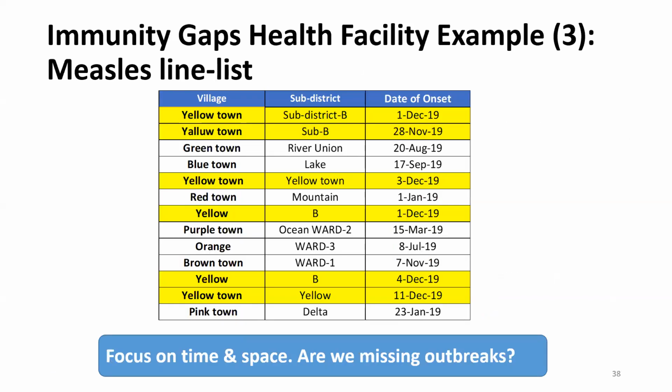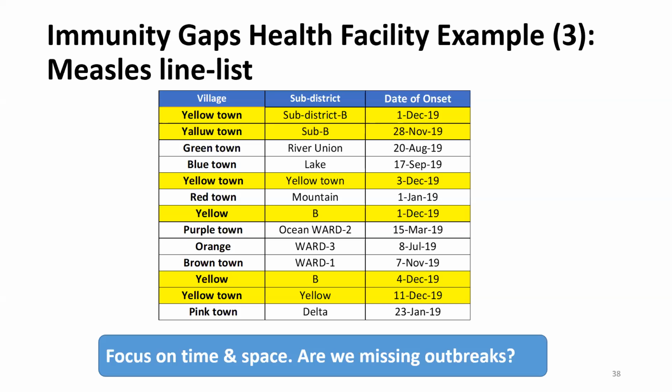Here's an example of a measles line list. And the names have been changed, but this was very similar to one we saw in a country where we were developing the data triangulation guidance. So we did highlight a few of these lines on the line list to strike your attention. And if you look at the village, you can see that there's a trend where there's probably quite a few cases in Yellowtown or Yellow, depending on how this was spelled. And it looks like based on the sub-district, there is probably a problem specifically in sub-district B.